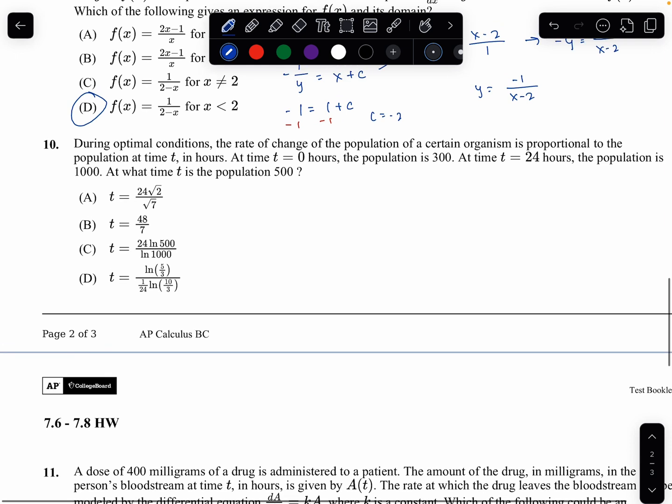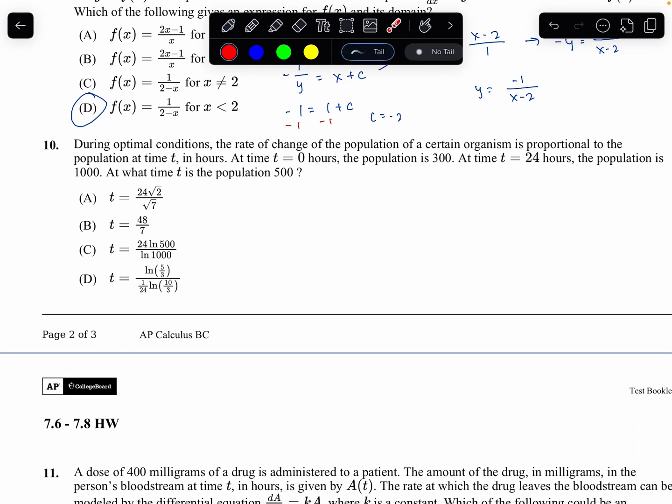Let's see. So for 10, all right. During optimal conditions, the rate of change of population of a certain organism is proportional. All right, so keep that in mind, proportional. This is kind of going back to our first sections in this one. So during optimal conditions, the rate of change of the population of a certain organism is proportional to the population at time t in hours. At time t equals 0 hours, the population is 300. At time t equals 24, the population is 1,000. At what time is the population 500?